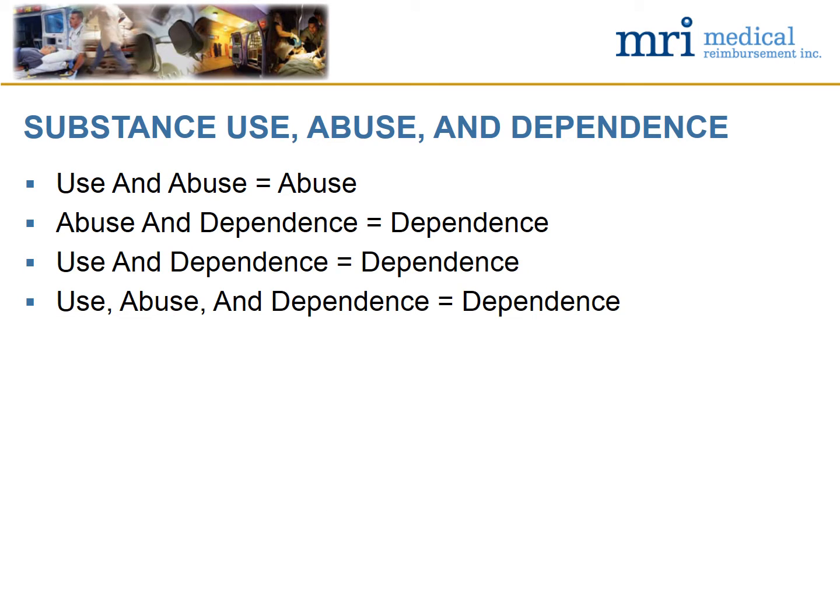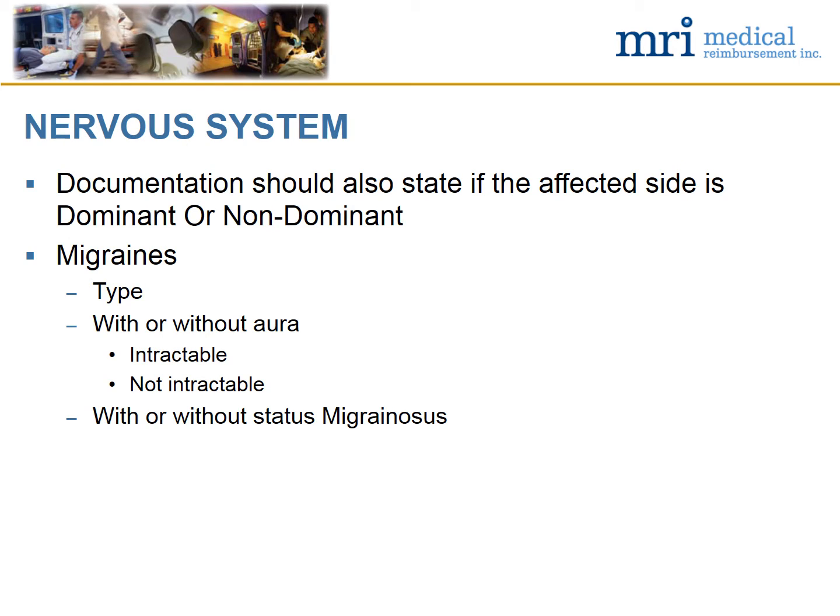Substance abuse, use, and dependence. As you can see from this slide, everything is going to code out to dependence with the exception of just use and abuse. The nervous system, the documentation should state if the affected side is the dominant or non-dominant side. Migraines, we just need to know the type of migraine, if it's with or without aura, intractable, not intractable, just as much information as you can provide.